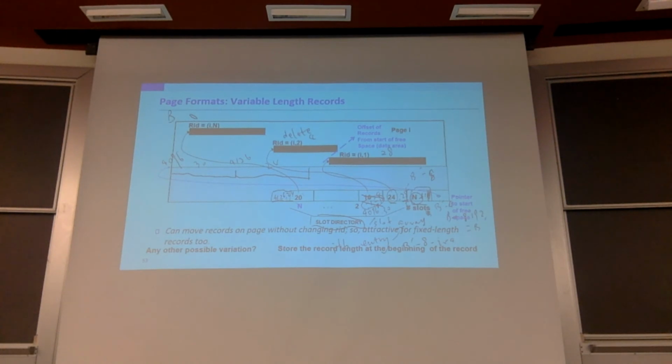That's actually okay for the problem of changing record ID, because here the record ID would be the page ID and the slot ID. So whenever you move the records inside the page, the slot ID doesn't change. The only thing that changes is the offset inside that slot. So this way you can actually compact things. Make sense?